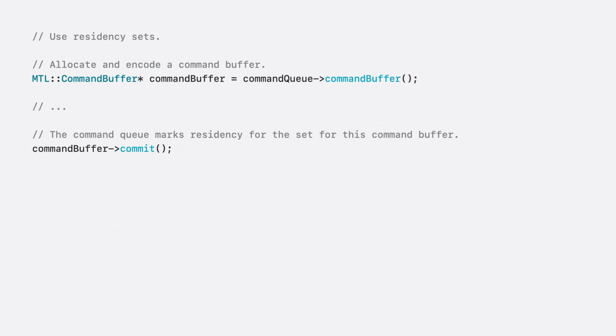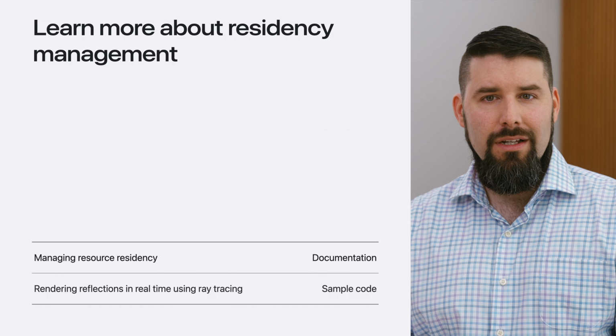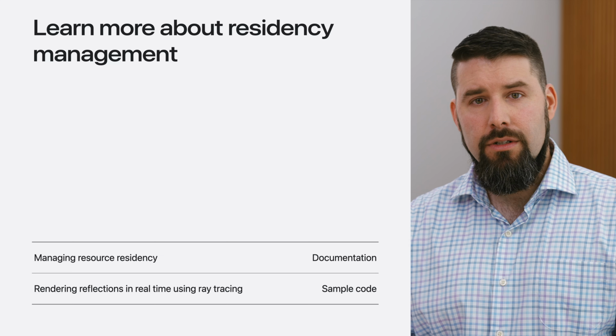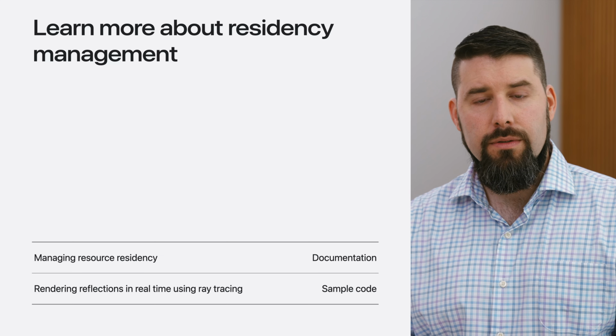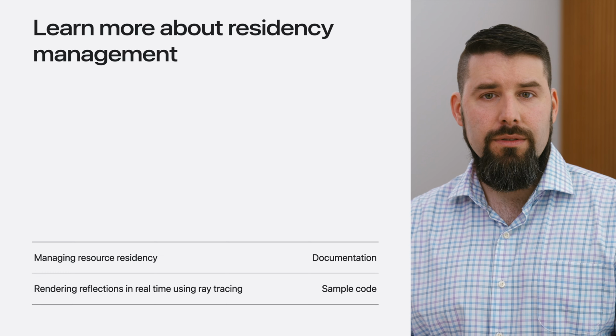You do your setup step once as you create or remove resources. At drawing time, you encode work as usual to a command buffer from the queue you associated the residency set to. Then, when you commit the command buffer, it inherits the residency set, making the allocations available to the GPU. To learn more, check out the documentation and our updated rendering reflections in real time using ray tracing code sample, as well as the game porting example code.